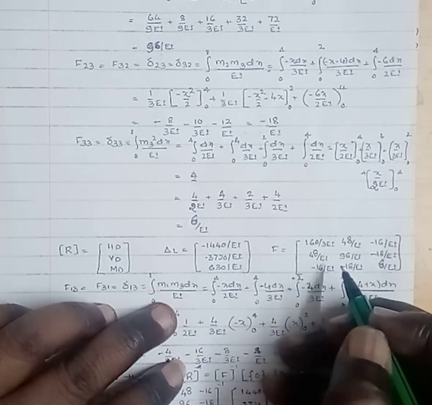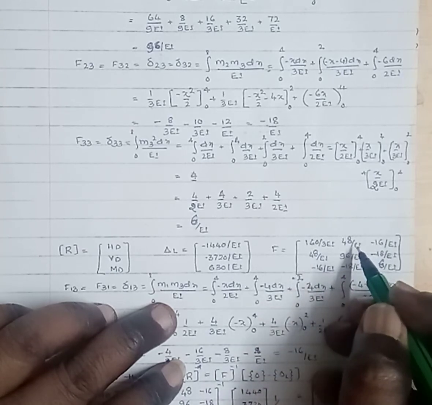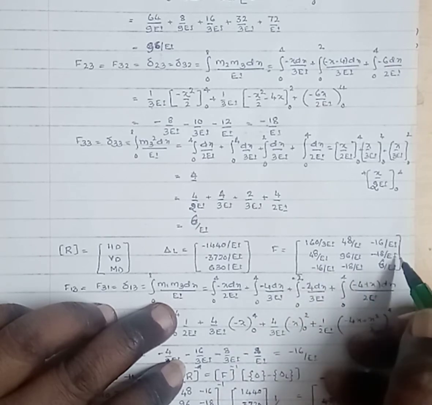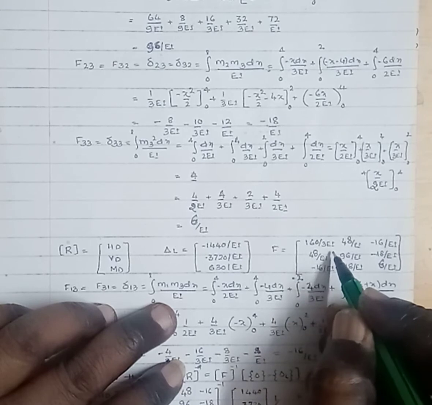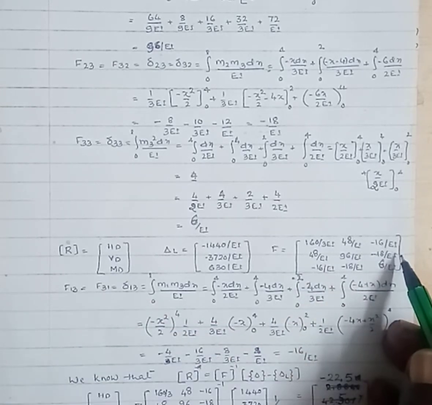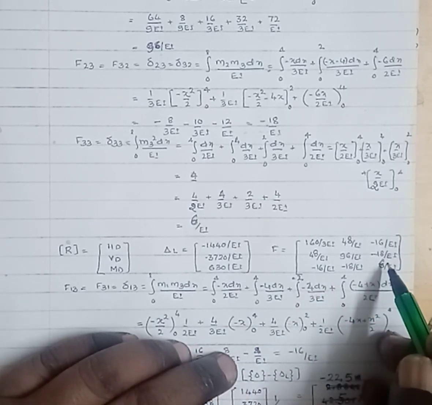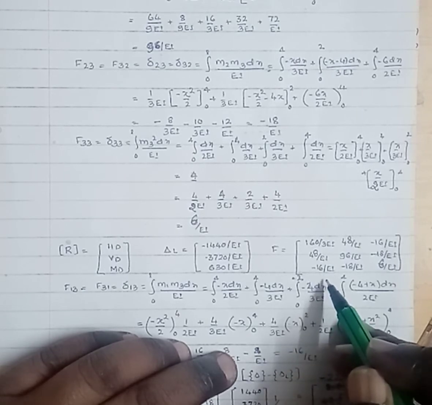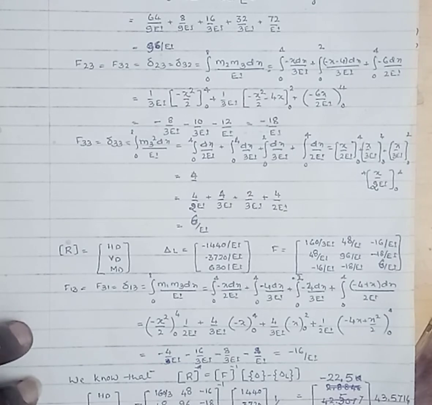Here the flexibility elements we have just calculated, that is f11, f12, f13, f21, f22, f23, f31, f32, f33. The first row is 160 by 3 EI, 48 by EI, and minus 16 by EI. The second row is 48 by EI, 96 by EI, minus 18 by EI. The third row, that is minus 16 by EI, minus 18 by EI, and 6 by EI.